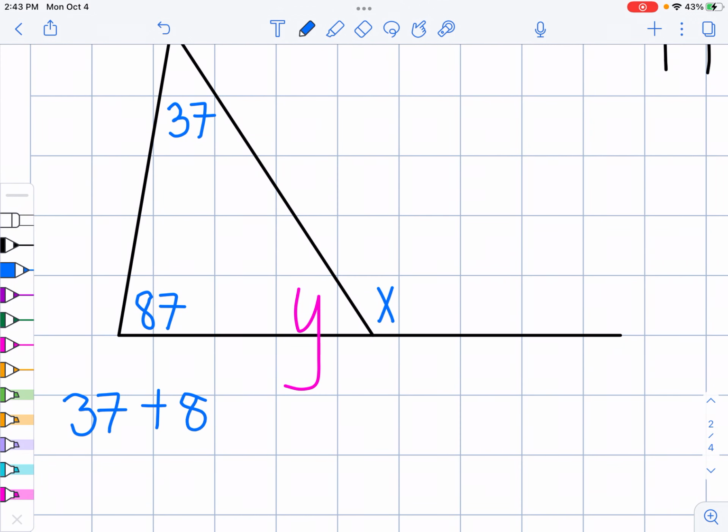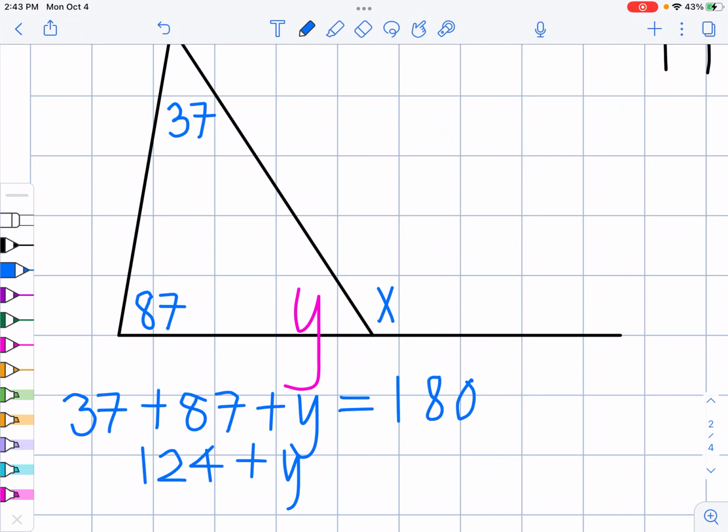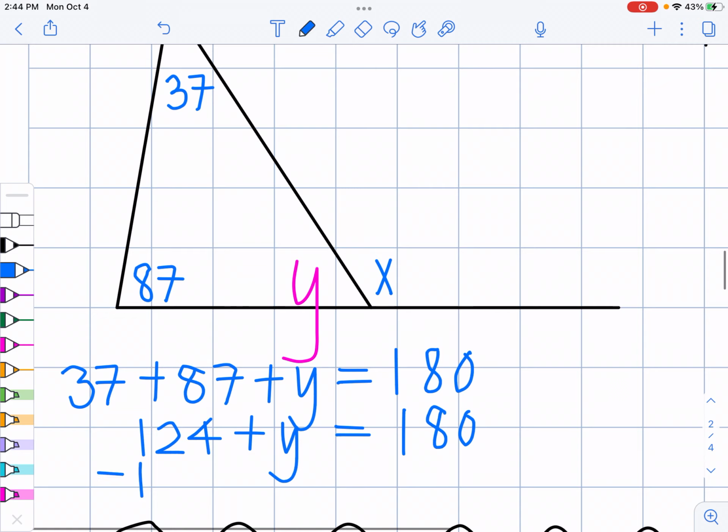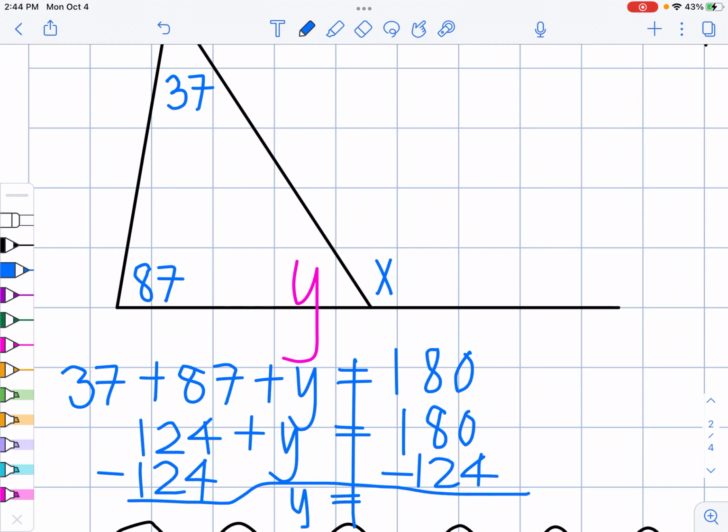37 plus 87 plus my y adds up to 180 degrees. I combine together my like terms. 37 plus 87 gives me 124 plus y is equal to 180, and then I have to get y on a side by itself, so I subtract 124 from both sides. Oh, and I'm running out of space again, so I get y equals 180 minus 124 gives me 56. So I figured out that this angle right here is equal to 56.